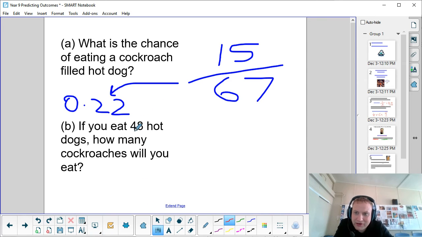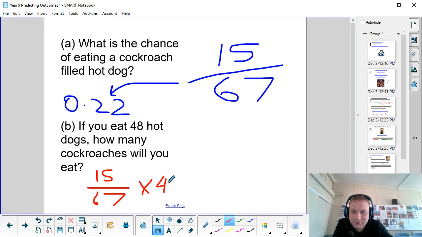So there are 48 hot dogs that we've eaten, let's say in a year, maybe in a week, I don't know. They're pretty yummy. You just have to basically get your probability. So you can get your 15 out of 67. It's more accurate than using a rounded off decimal. And you just times that by the 48 hot dogs that you eat.